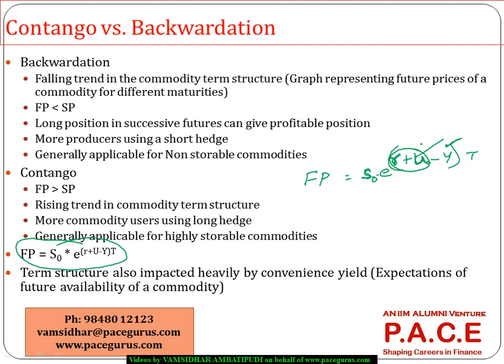So the term structure, especially how the futures prices move for different maturities, is heavily influenced by the convenience yield also, how people typically look at the future availability of that particular commodity. So we have to really assess whether that particular commodity is in a contango position or in a backwardation position, and based on that our position with respect to long versus short needs to be evaluated.